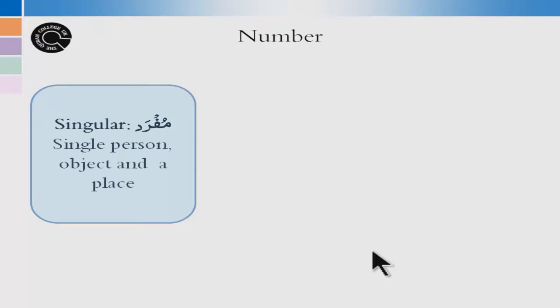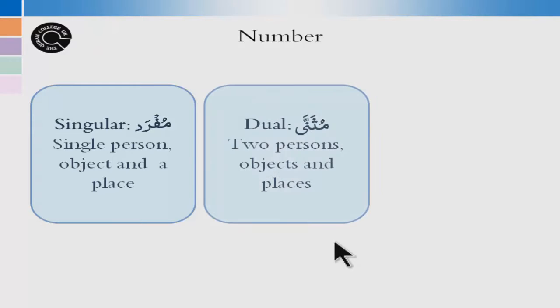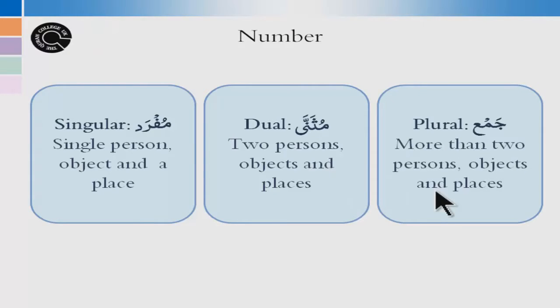A singular noun is when you talk about a single person, a single object or a single place. The dual case would be muthanna in Arabic. That means two persons, objects or places. As I said in the previous lesson, the Arabic plural basically begins from three. So from three onward you count all things as plural. So singular is a single person, muthanna is when we are talking about two things, and then jama, or plural, is from three onward.